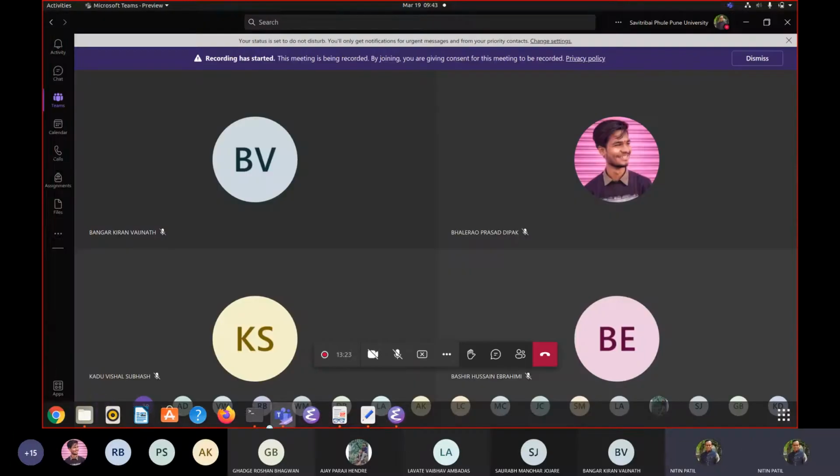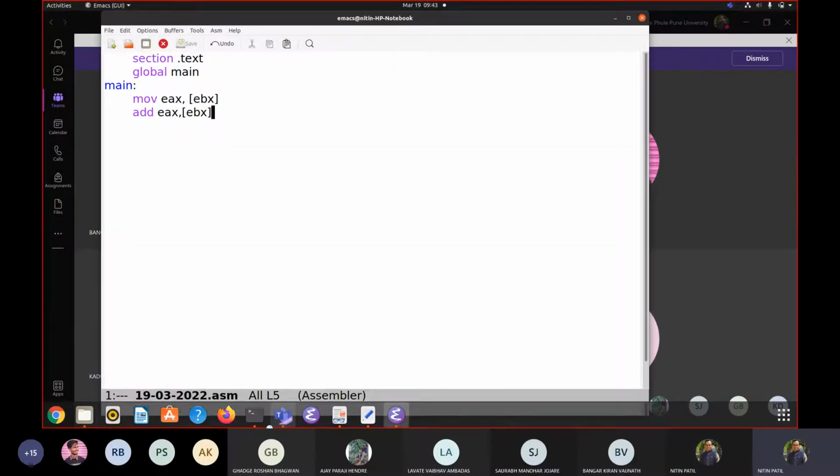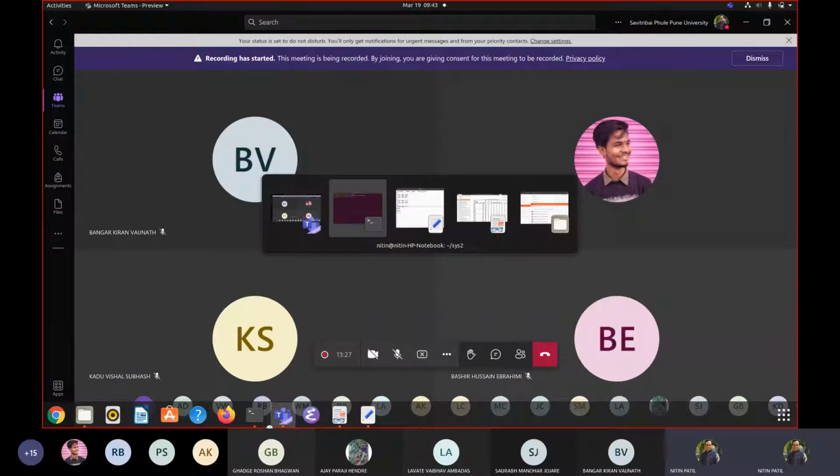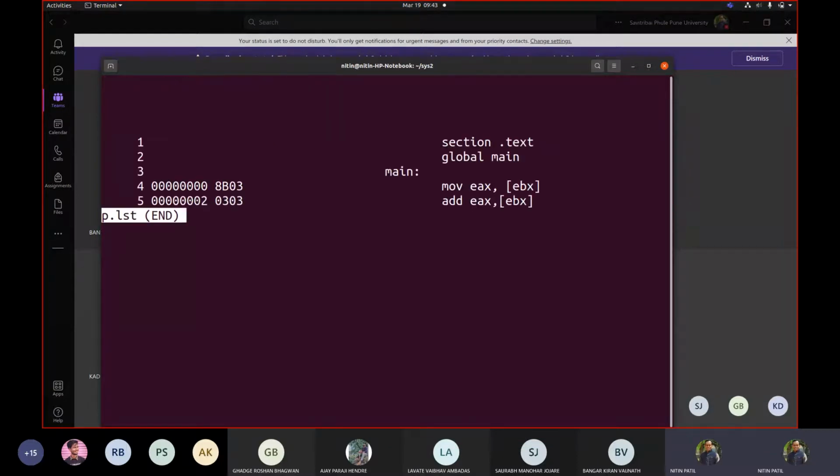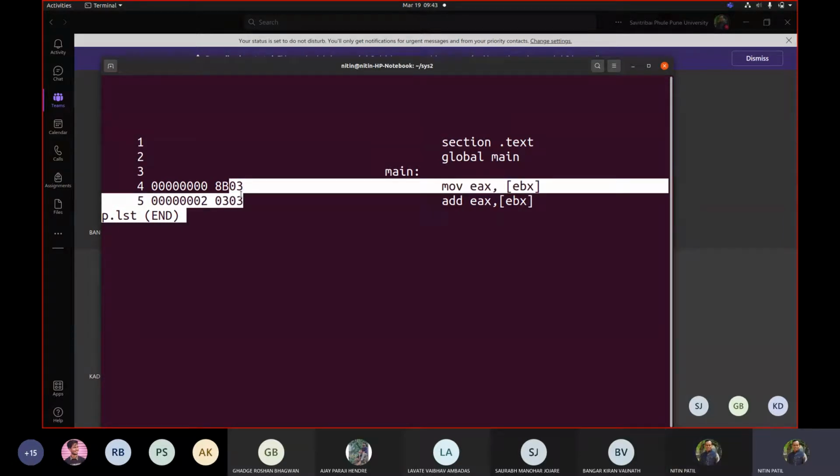Fine. Sorry, let me save this. Let me now translate this: nasm -f elf32 1903 -l p.lst. Let us see that p.lst. Now this was taken here directly as mod 03 and 03. Correct? Because probably I haven't used any scale factor in between.